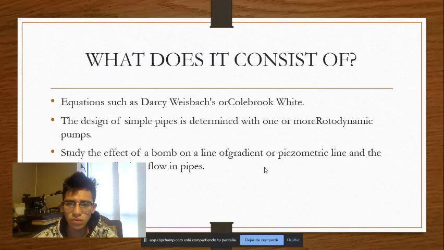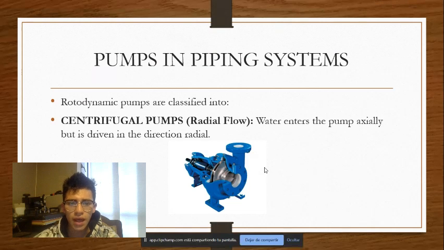What does it consist of? Equations such as Darcy-Weisbach or Colebrook-White, the design of simple pipes, and one or more rotodynamic pumps study the effect above the hydraulic gradient or piezometric line and the total energy line of flow in pipes. Pumps in piping systems.